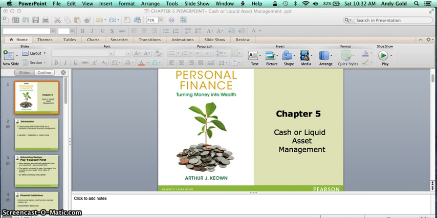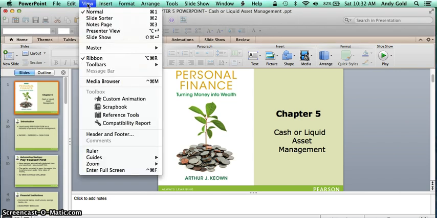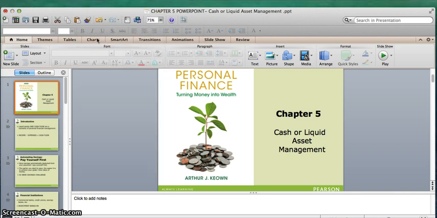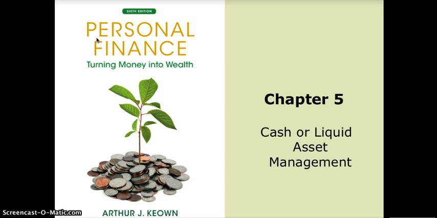All right, so here's chapter 5. I'm just going to convert over to the slideshow view. And this chapter is basically the importance of cash management. Cash flow, and you're doing a cash flow statement for your personal financial plan project, is essentially the difference between your income less your monthly expenses. Whatever is left over is cash.